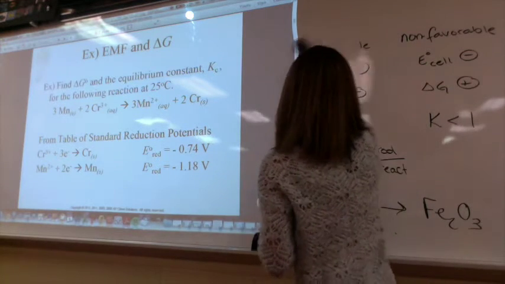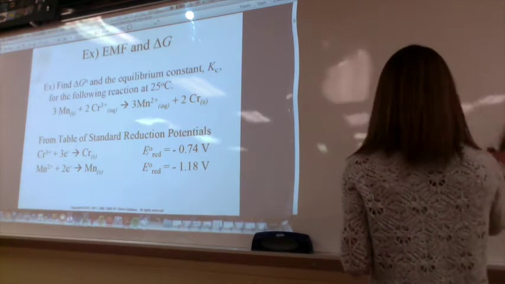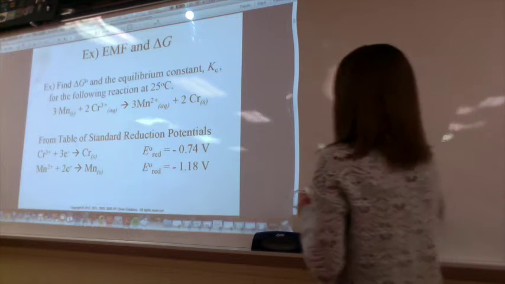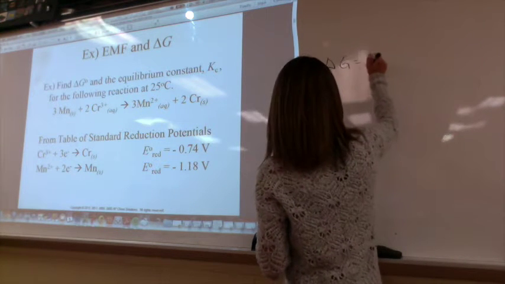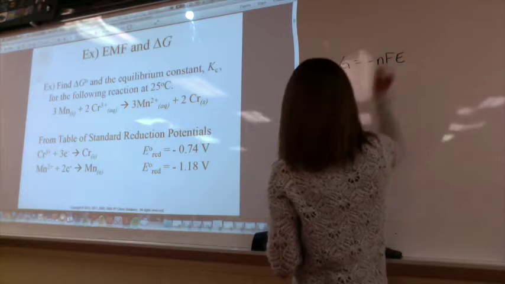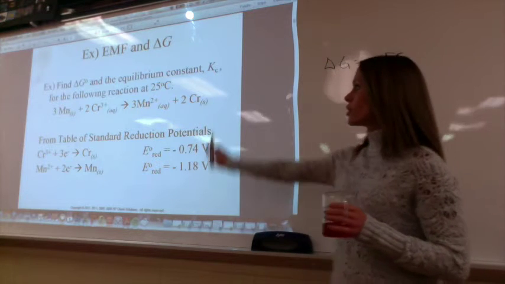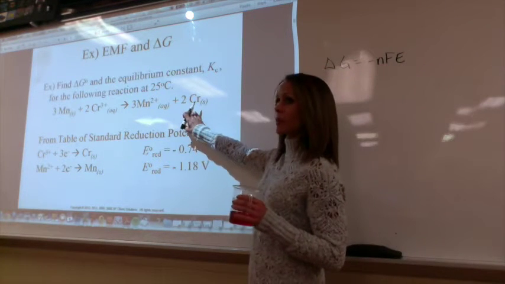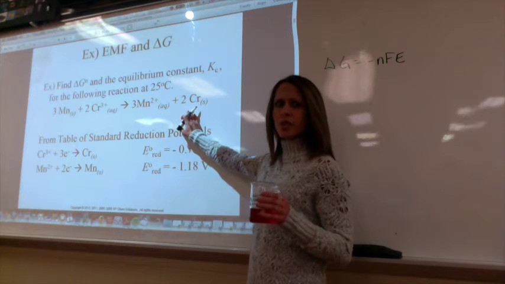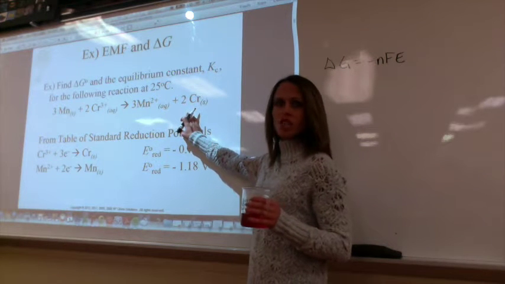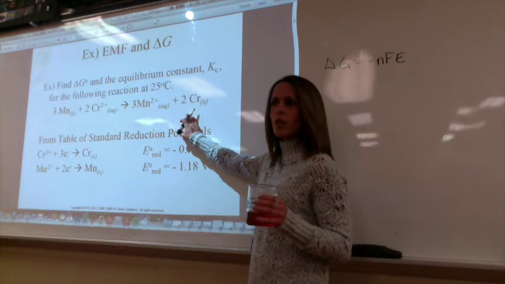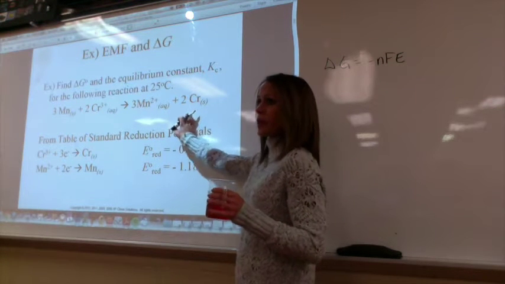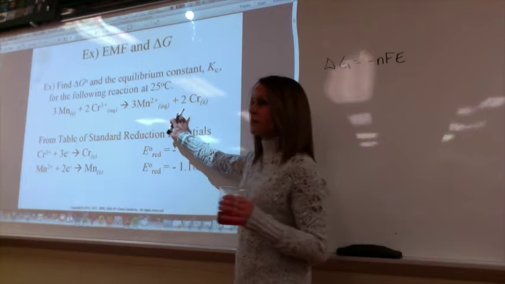All right, so the first thing I have to do is find delta G, but I need to find voltage first. So I'm going to use delta G equals negative nFE. Looking at this reaction that they're giving me, I could calculate a voltage that's negative at this point, and then my G would be positive and my K would be less than 1. So I'm just going to go for it. This is what's given to me, so I have to use it.